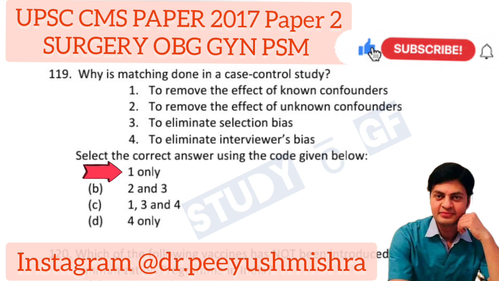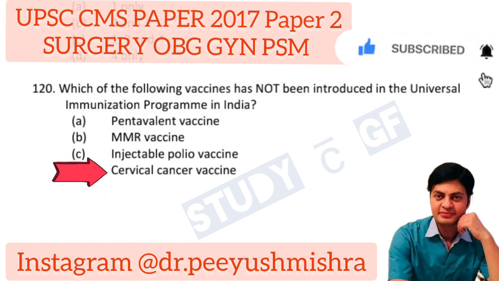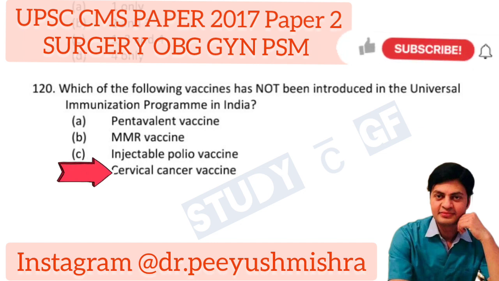Why is matching done in a case control study? To remove the effects of known confounders. Which of the following vaccines has not been introduced in a universal immunization program in India? Cervical cancer vaccine.